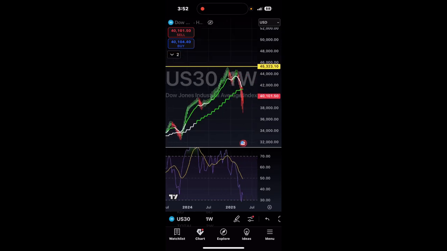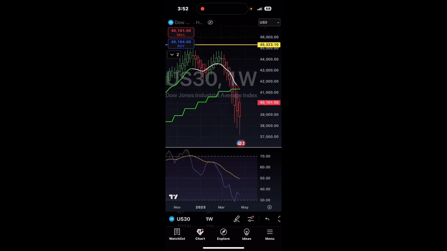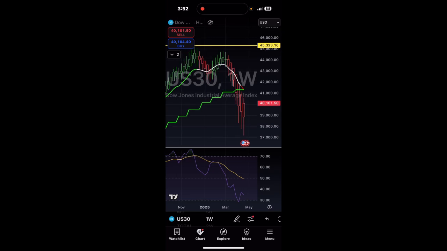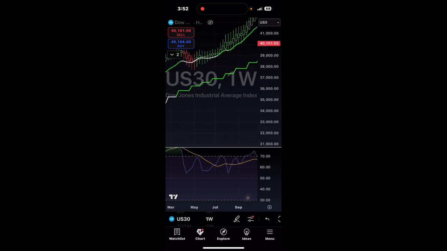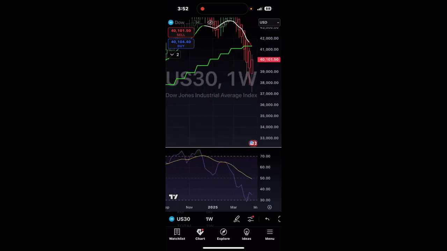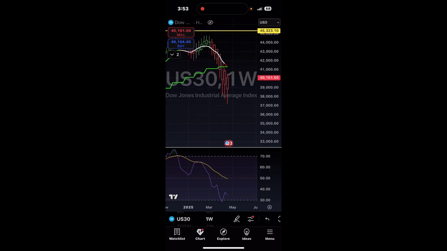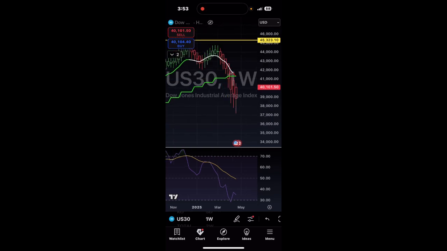So what we can see right here is this is the first time in a long time on the weekly where the L&L trend lines are crossing down in the opposite direction. So it's ending a long trend up. So what we can get out of this is most likely the direction of the US30 is going to start to come down.